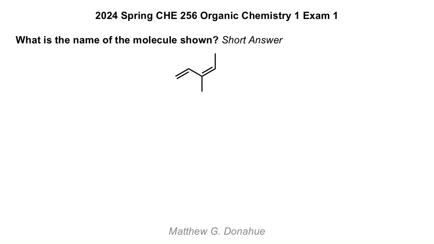This is the Spring 2024 Organic Chemistry 2 Exam 1 review. Question 1 states, what is the name of the molecule shown? So again, the first rule of naming is finding the longest carbon chain, which I'll highlight here in green. Once we do that, we can see that there are 5 carbon atoms. So 5 is going to be a pentane derivative.